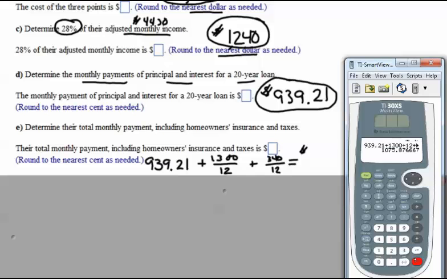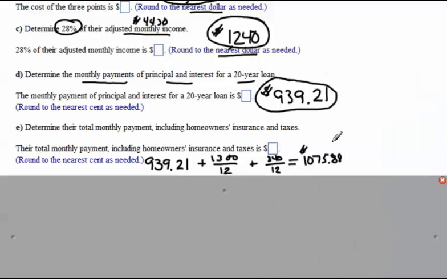And if you add those together, you get a monthly payment of $1,075. And if we round to the nearest cent, as the directions indicate, we get 88 cents. We have to round up. So that is their total monthly payment, which will include principal, interest, and their insurance and taxes.